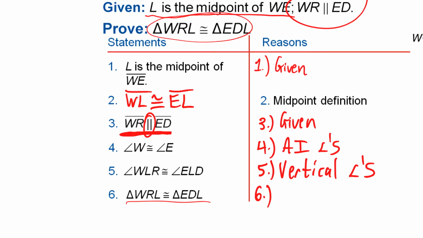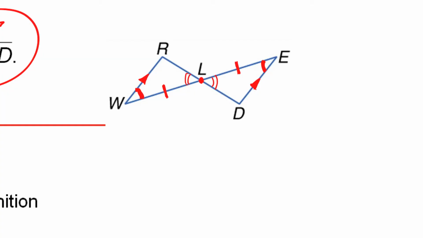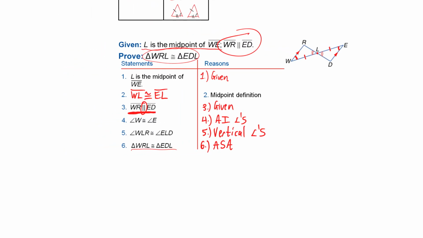Now, if you'll notice on the 6th line here, what they're saying is what we are trying to prove, that triangle WRL is congruent to triangle EDL. So they're saying we have enough information to prove these two triangles are congruent, and we do. From what we've talked about today, how can I say those two triangles are congruent? Angle, side, angle. Good. By angle, side, angle. That's the way I know those two are congruent. And we're done.